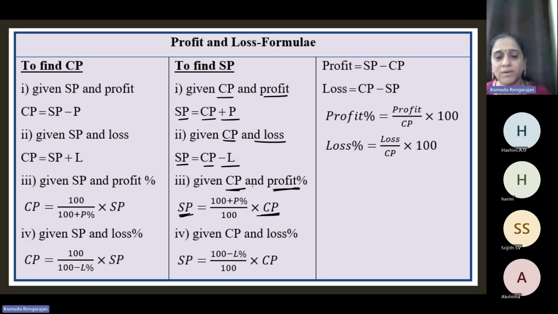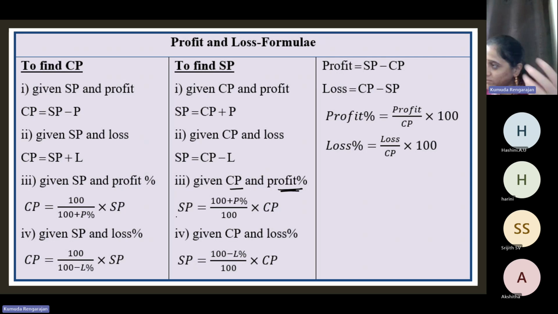So if you're given the cost price and profit percentage, to find SP, 100 will be in the denominator. To find CP, 100 will be in the numerator. To find SP, 100 will be in the denominator. It's just a reciprocal of this fraction. So in case of profit percentage, SP will be 100 plus profit percent by 100 into CP. If the cost price and loss percentage is given to you, then SP is equal to 100 minus loss percentage by 100 into CP, because you're finding SP, so into CP.